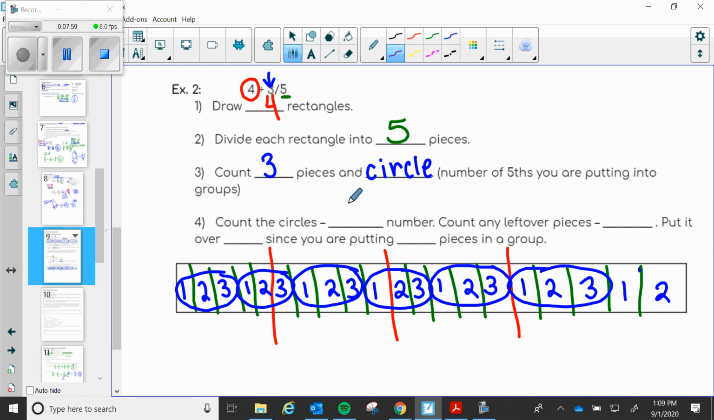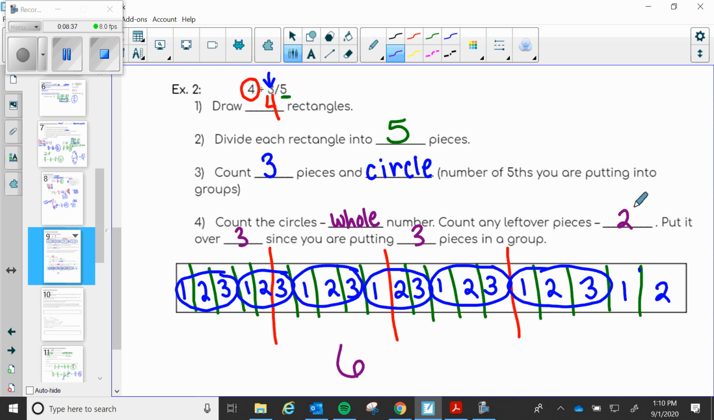So I'm going to count my circles, which is the whole number for my answer. And then I'm going to count any leftover pieces, which in this case I have 2. And then remember, we're putting it over 3 because that's how many pieces I'm putting into each group. So let's go back. Count the circles. 1, 2, 3, 4, 5, 6. I've got 6 circles. I'll put my answer down here.